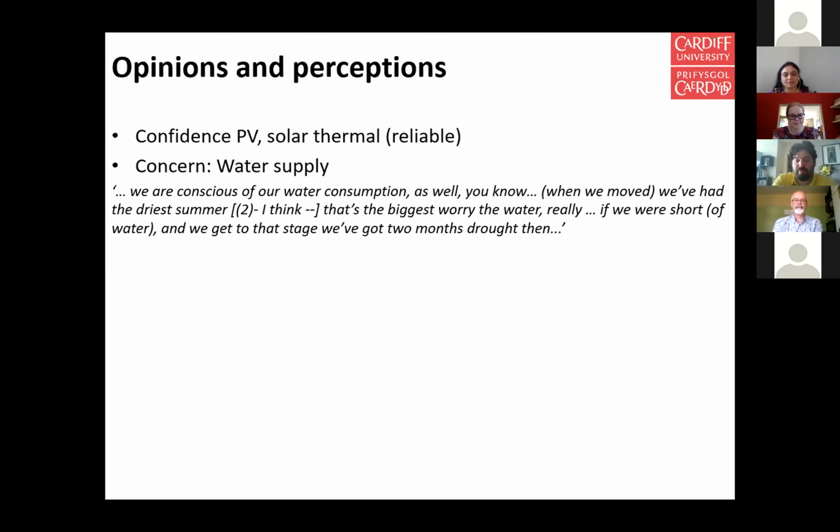What was really concerning was the water. They were very surprised by how much water they were using, and what an impact that had on their lifestyle. So it was quite an interesting process of adaptation.